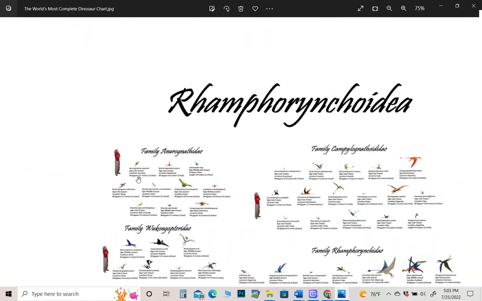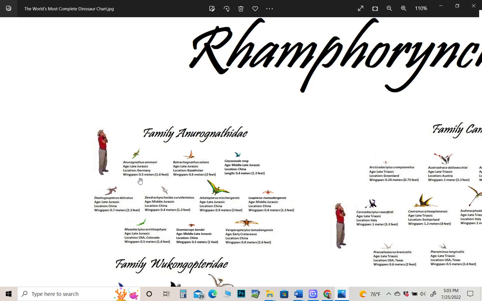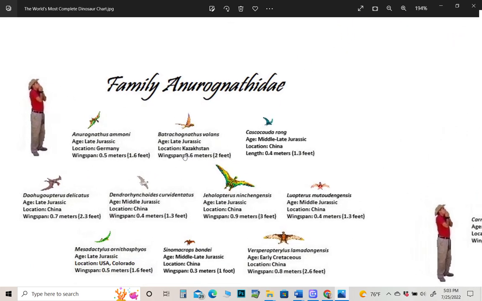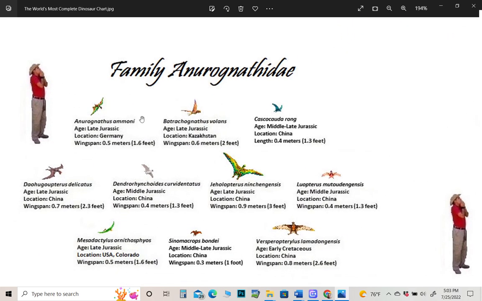Let's start with the Rhamphorhynchoids. A Neurognathus. This is a Neurognathus. These are the frog jaws, the very small pterosaurs. Batrachognathus. Cascocata. Dowhuegopterus. No, Dowhuegopterus. Dendrorhynchoids. Jeholopterus. Luopterus. Mesodactylus.